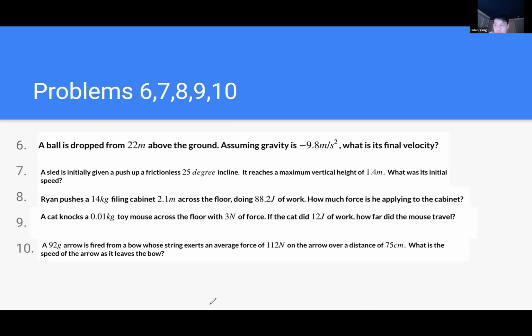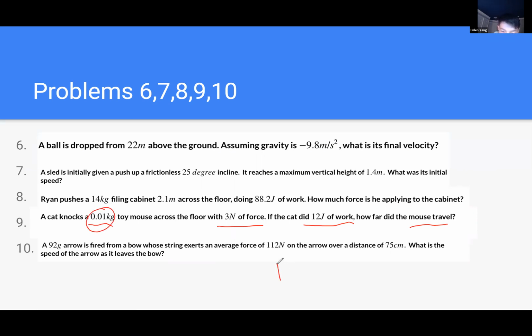For question 9, it asked: a cat knocks a 0.01 kg toy mouse across the floor with 3 newtons of force, and the cat did a total of 12 joules of work. So it's just like the question we just did, except this time you're trying to find the distance. And again, it gives you the mass, which is unnecessary.